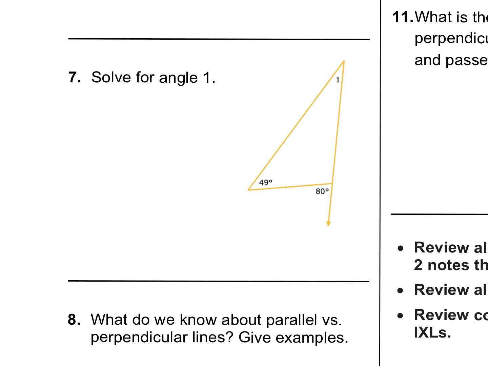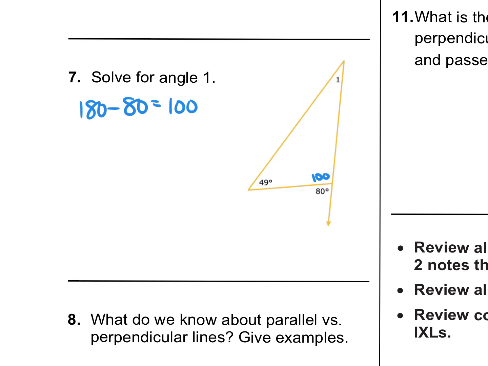Yeah, because again, look at the straight line here. We know those two add up to 180. So I can take 180 minus 80, which gives you 100. 100. So 100 is here. Now can I find what that angle 1 is? How do we find angle 1 now?